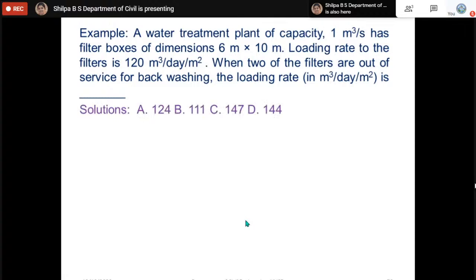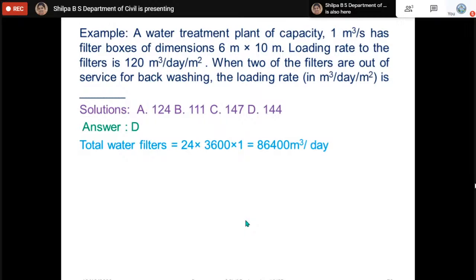A water treatment plant of capacity 1 meter cube per second has a filter box of dimension 6 by 10 meter. The loading rate of filter is 120 meter cube per day per meter square. When two filters are out of service for backwashing, what is the loading rate that we need to calculate? The answer is D, that is 144. So how? Let us know.